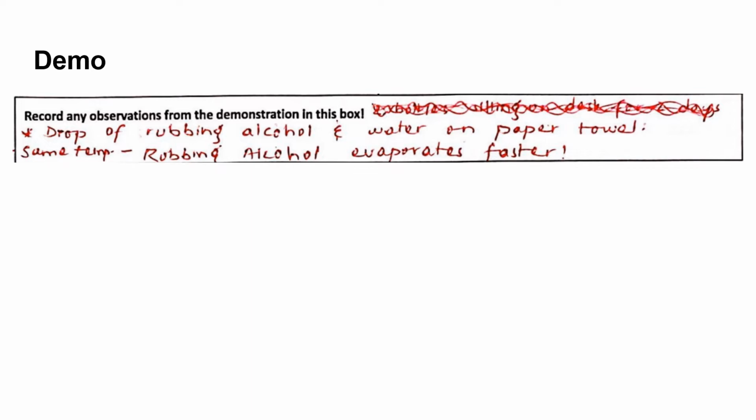So in class, we started our discussion on vapor pressure by observing a quick demo. In the demo, we took a paper towel and put a couple drops of rubbing alcohol and a couple drops of water on it, and we observed which would evaporate first. As we predicted, rubbing alcohol evaporated first. So then we investigated why that happened.